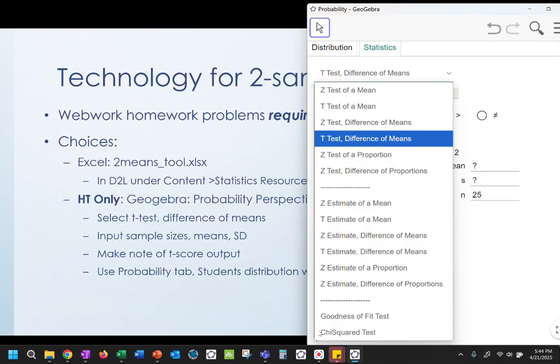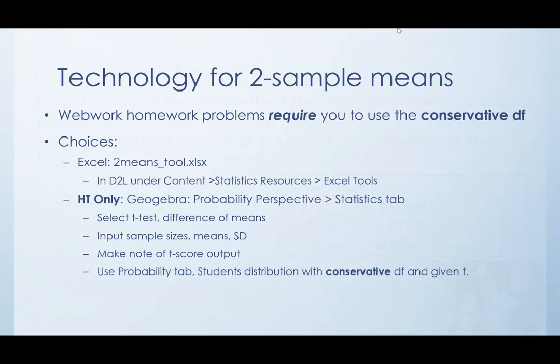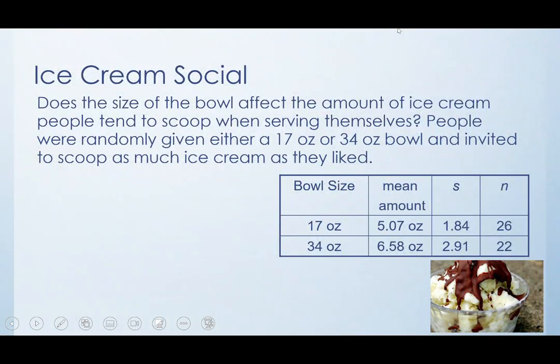For the confidence interval, there is a t-estimate difference of means. It is not generally going to give you an answer that WebWork will accept. Okay, you're going to have to use that Excel tool. Okay, so I've got an example, but this is a good place to end here, and then we'll do the ice cream example next.